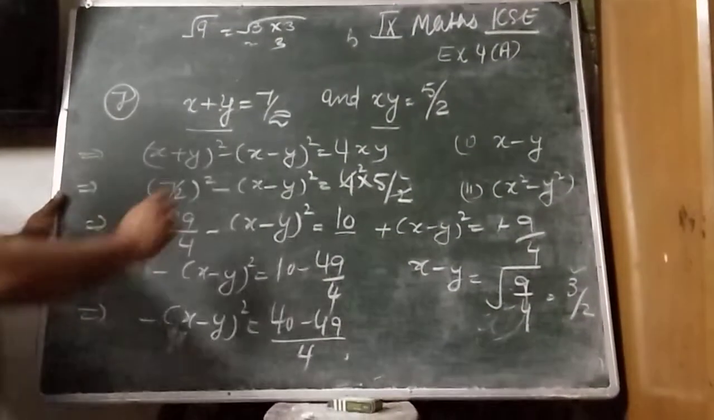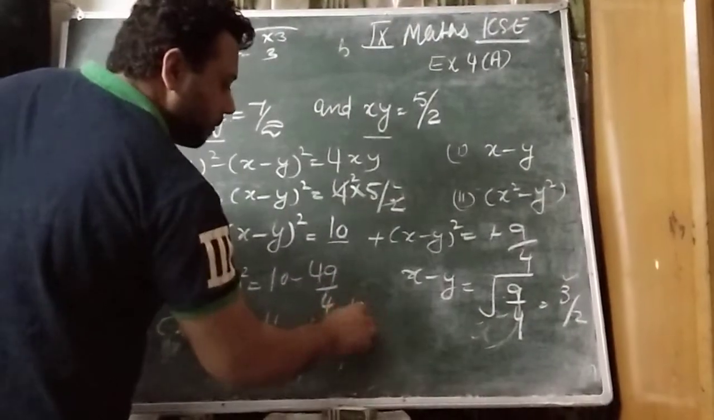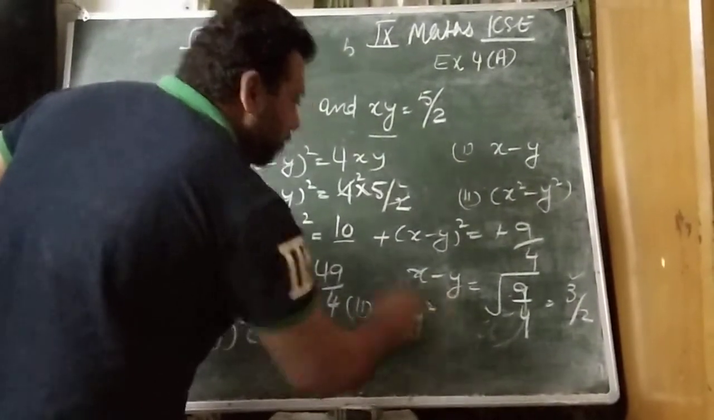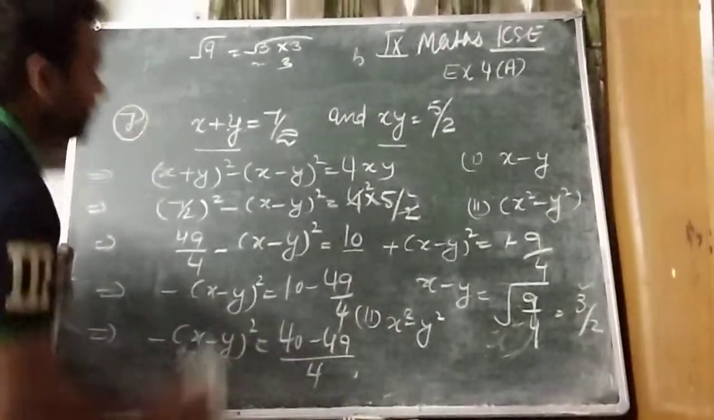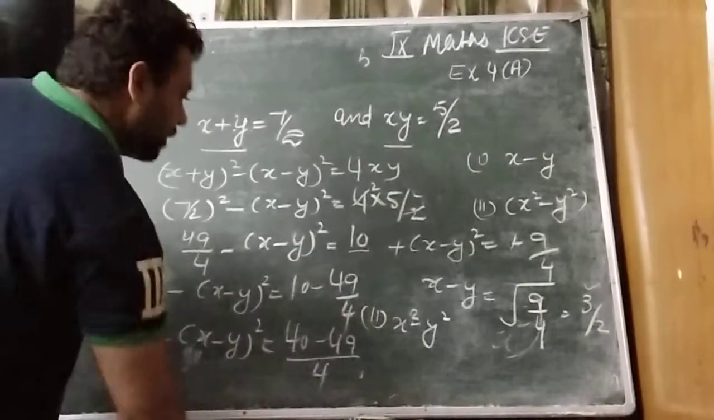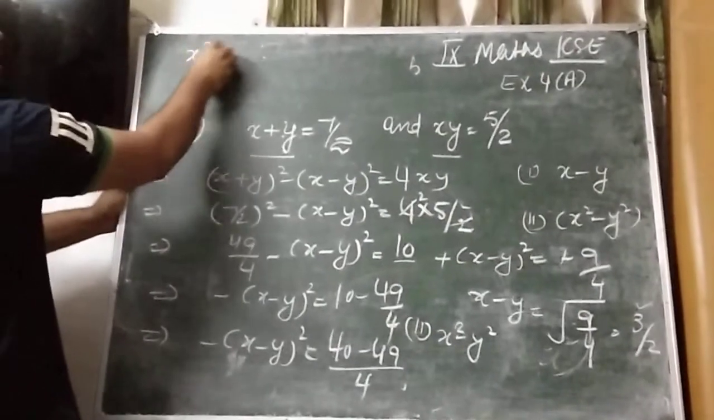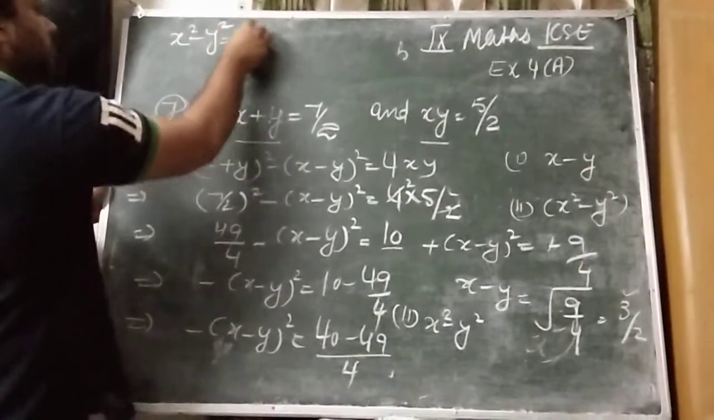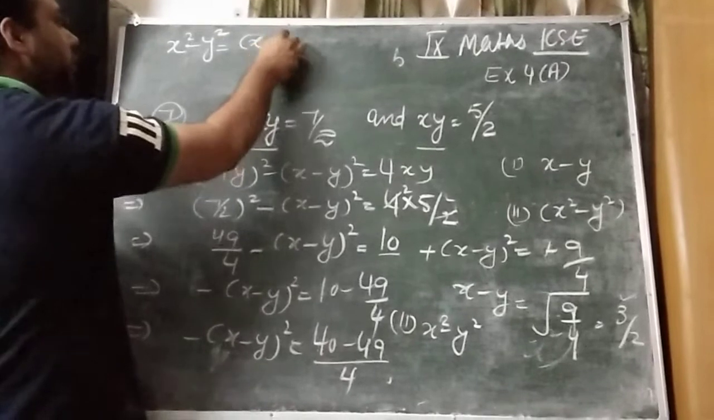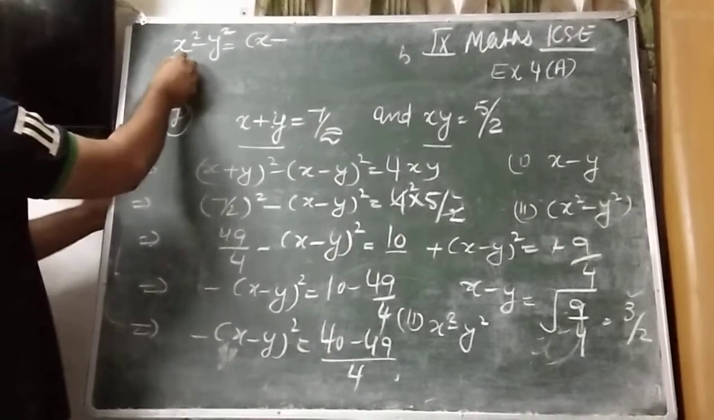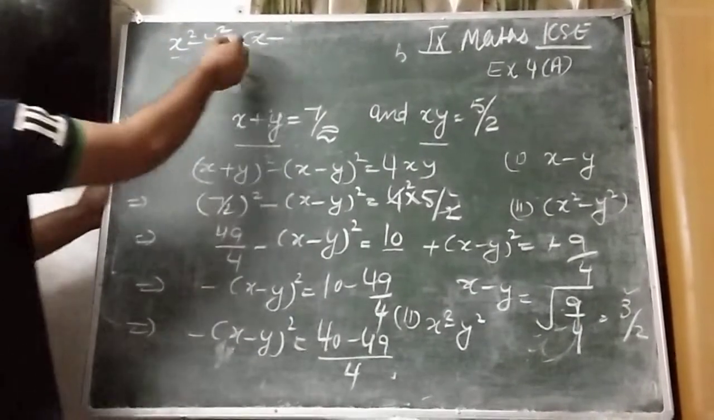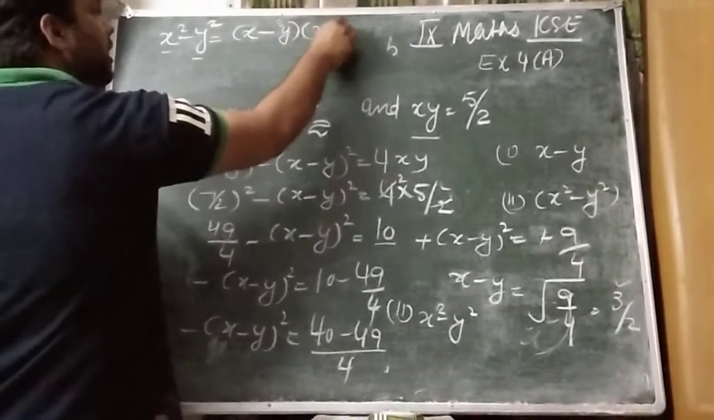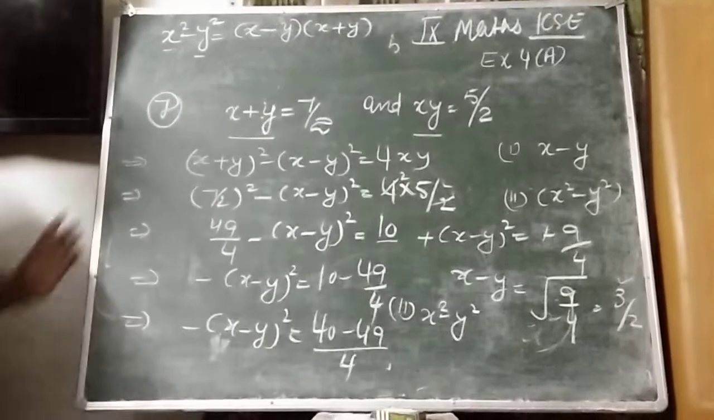After that, in the second part they have asked: find x square minus y square. Let me move it a bit up. Find x square minus y square. So x square minus y square means which formula do we have to apply? What is x square minus y square, or what is a square minus b square? It is (a minus b) into (a plus b), that is, (x minus y) into (x plus y).